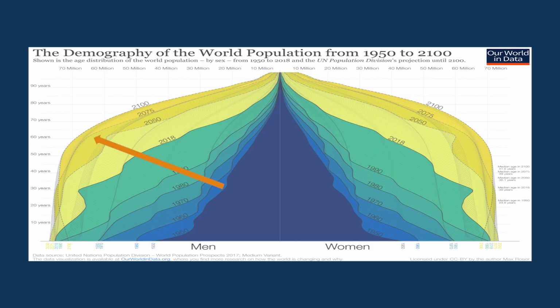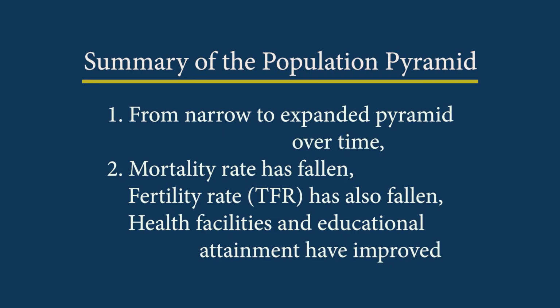Now, in the population pyramid diagram, we have used an arrow. With the arrow, we have shown the color change, and we have marked the expansion of the pyramid, right? So the summary of the population pyramid is the following. Number one, from a narrow to an expanded pyramid, we can observe that over time the pyramid has expanded. Point number two, the mortality rate has fallen, the total fertility rate has also fallen, and health facilities and educational attainment have improved.